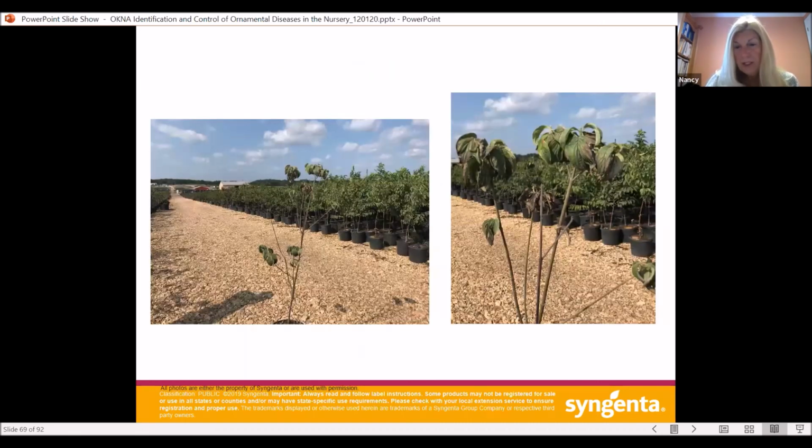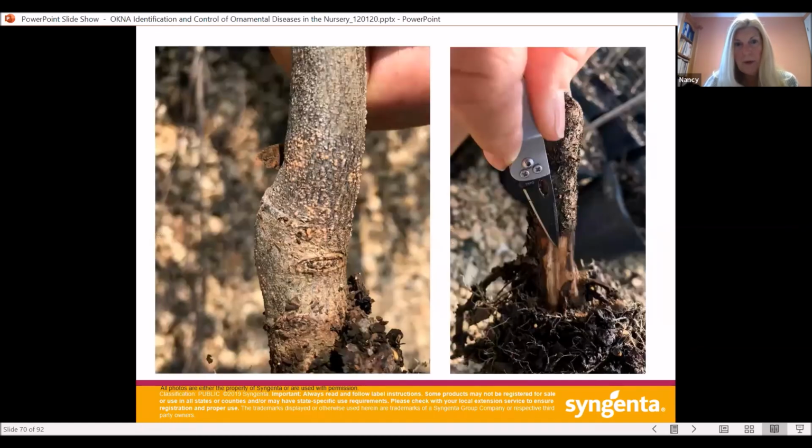So here's a situation where, again, the foliage was not looking very good on the top. It's like, okay, let's take a look and see what's going on. And when we see the lower part of the stem, we actually see these fruiting bodies here, and this is indicative of Fusarium. And sure enough, when you cut into that stem, you can see the vascular discoloration that you get with Fusarium infections.